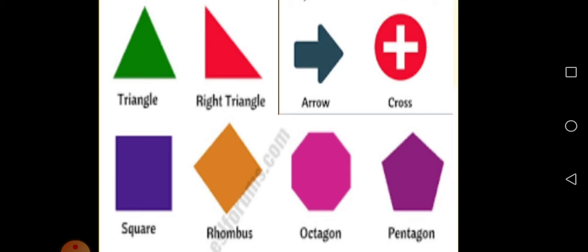Now, how many lines does this octagon have? This shape, octagon, how many lines does it have? 8. How many sides has this pentagon? 5. Look at the arrow there. How many sides does it have? It has 7 sides, correct. Now look at the cross there. How many sides does it have? It has 12 sides. Do you know the name? You will get to know it later.